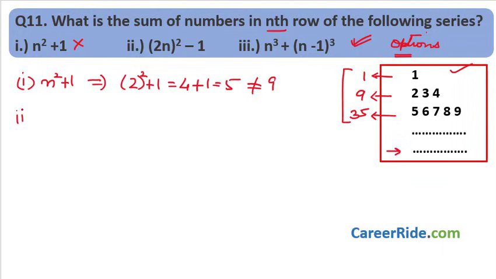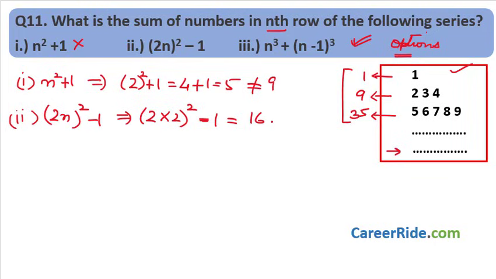Let me check the second one: (2n) whole square minus 1. Let me check it for the second row first. My value of n here is 2 because I'm doing it for the second row. 4 squared is 16, 16 minus 1 is equal to 15, which is again not equal to 9. So the second is also not my option.